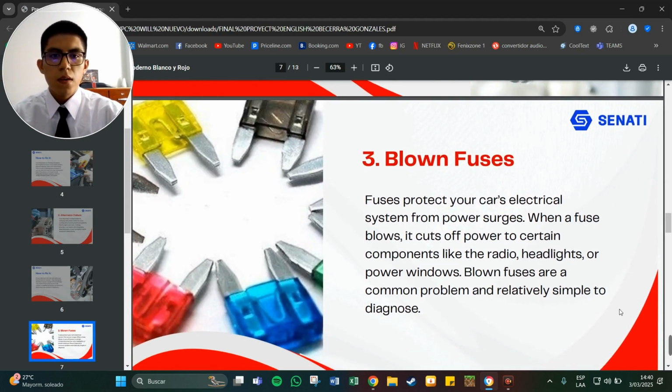3. Blown fuses. Fuses protect your car's electrical system from power surges. When a fuse blows, it cuts off power to certain components like the radio, headlights, or power windows. Blown fuses are a common problem and relatively simple to diagnose.